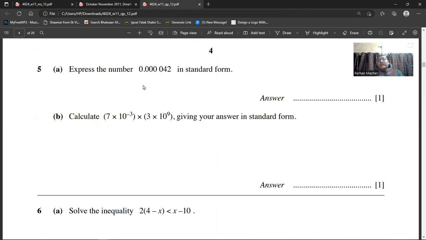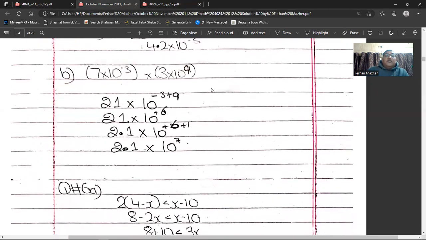Okay, so this is the multiplication. So this number 7 will multiply with the 3. You get 21, and expo minus 3 when multiplied with the expo 9, you will get 10 raised to power 9 minus 3, that will be 6. 10 raised to power 6. So you will have 21 into 10 raised to power plus 6.